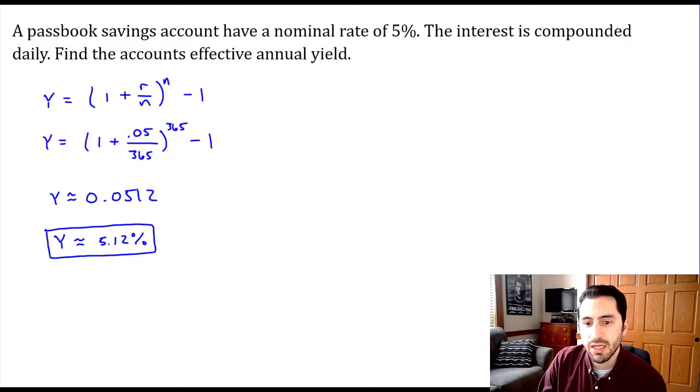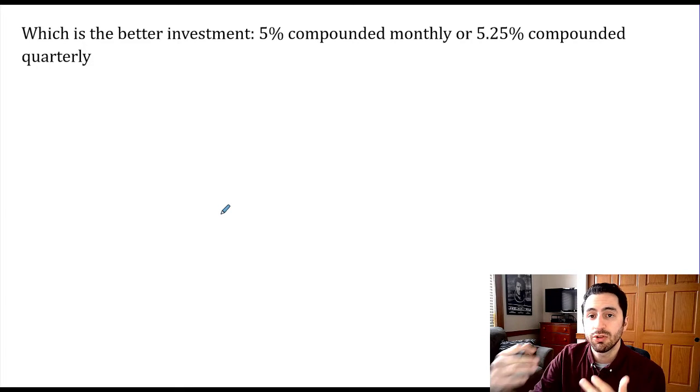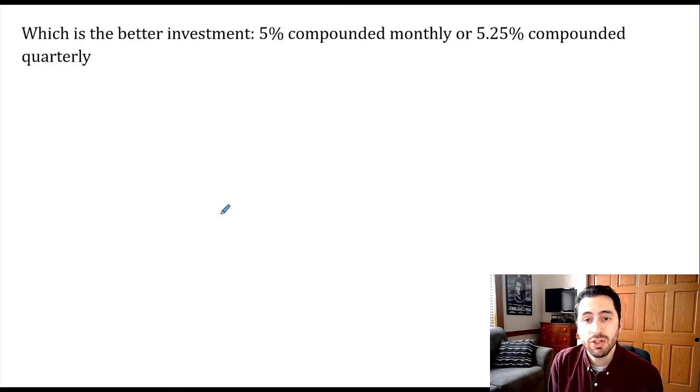Let's take a look at one more example. This one says, which is the better investment? 5% compounded monthly or 5.25% compounded quarterly? So as I said in the beginning, effective annual yield is a great way to compare investments. So I don't need to know how long the money is going to be in either of these accounts. I don't need to calculate the future value for either of these. I can just compare the effective annual yields.